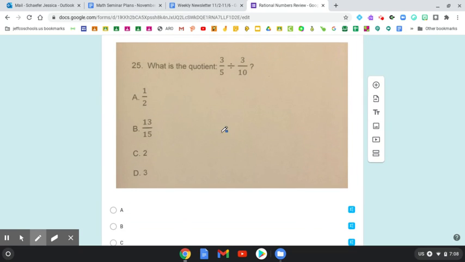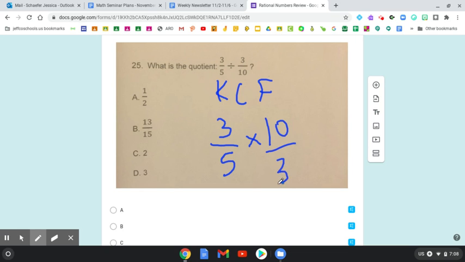My last one, my quotient. Quotient means the answer to a division. Remember, we're going to keep, change, flip. So what we're doing this week. We're going to keep 3/5. We're going to change division to multiplication. And we're going to flip the second fraction over. So now it's 10/3. Now we're going to multiply straight across. 3 times 10 would be 30. 5 times 3 would be 15.